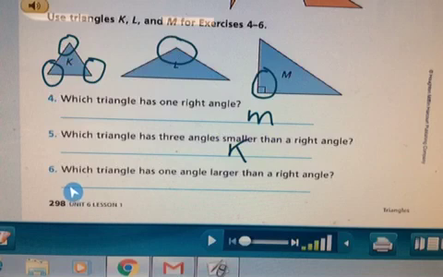And let's check the last one. Which angle has one angle larger than a right angle? Well, this is a right angle, and this one is clearly larger. These lines are further apart than these two lines, so that means that is obtuse. So L is our answer for number 6.